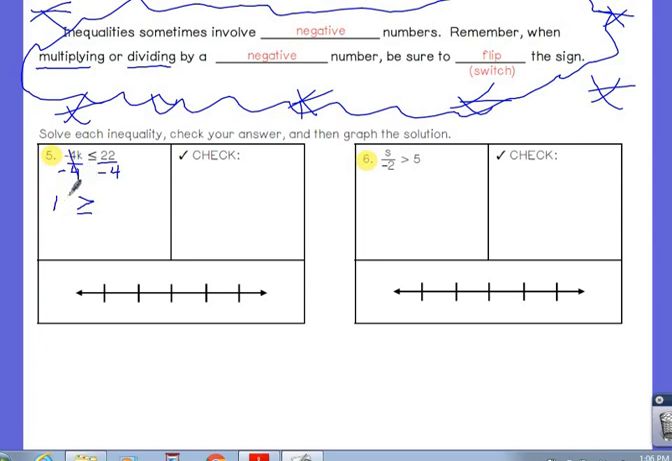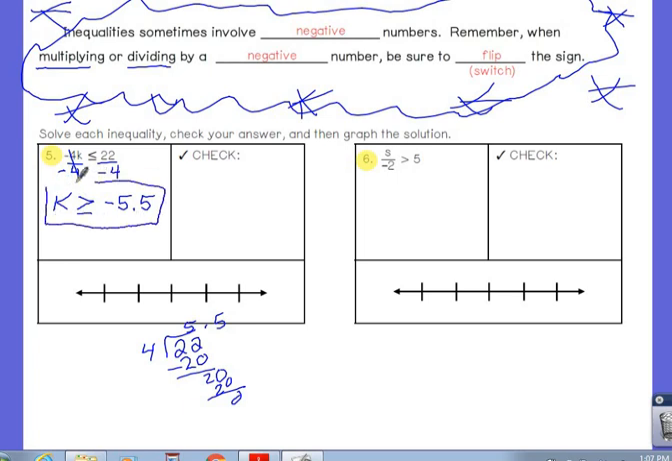So this still cancels out. I get K with my inequality sign. 22 divided by a negative 4. Well, if I do the division, 4 goes in there 5 times with 2 left over, put a decimal, add a 0, 5.5. That's all good. So is it a positive or a negative 5.5? Negative, because a positive divided by a negative is a negative 5.5. So any number that is greater than or equal to a negative 5.5 will work for this problem.